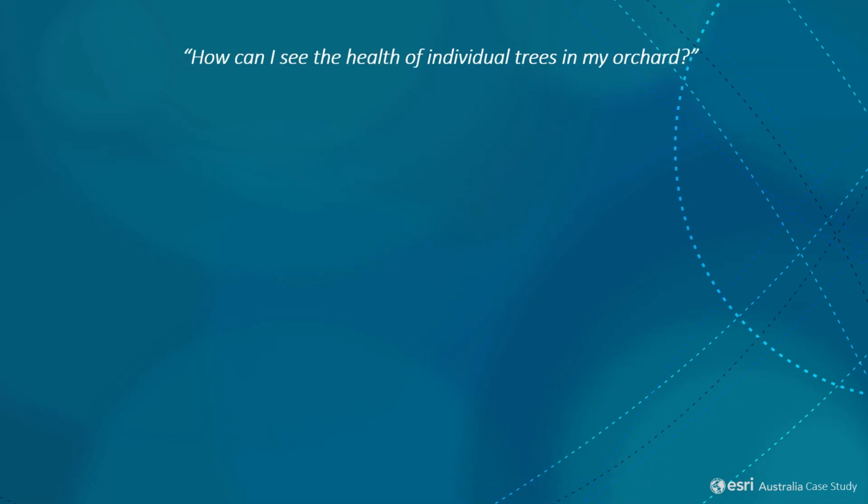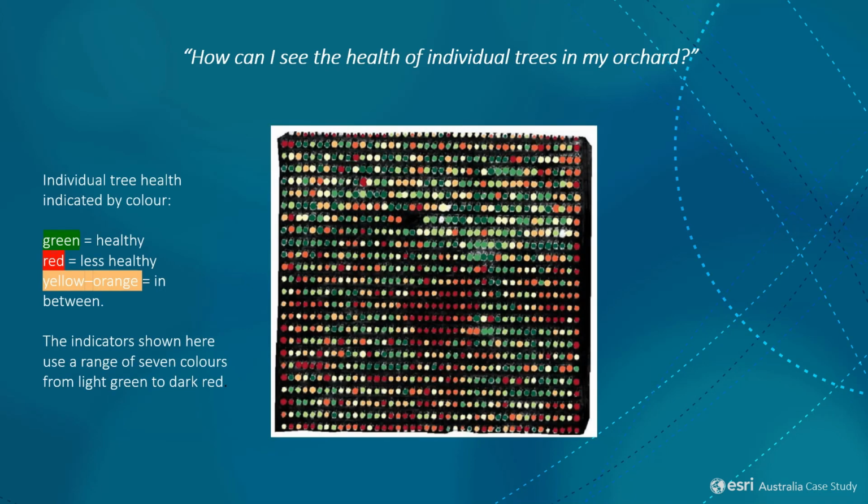Moving now to the health of these citrus plants. Individual tree health can be derived and represented through different colours, as you can see here. So we can see that green represents healthy plants, whereas red are less healthy, and you've got your yellow and orange plants that are in between.